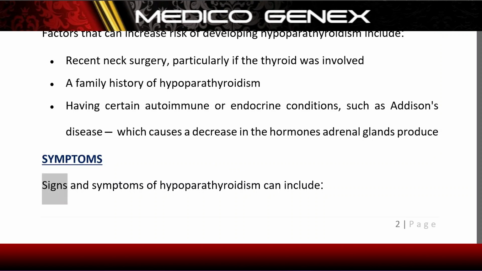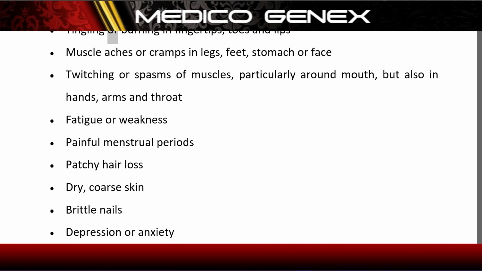Having certain autoimmune or endocrine conditions, such as Addison's disease, which causes a decrease in the hormones adrenal glands produce. Symptoms. Signs and symptoms of hypoparathyroidism can include tingling or burning in fingertips, toes and lips, muscle aches or cramps in legs, feet, stomach or face, twitching or spasms of muscles, particularly around mouth, but also in hands, arms and throat, fatigue or weakness, painful menstrual periods, patchy hair loss, dry, coarse skin, brittle nails, depression or anxiety.